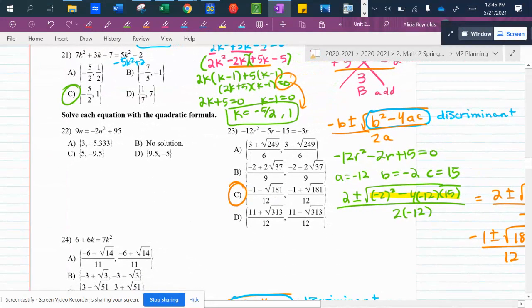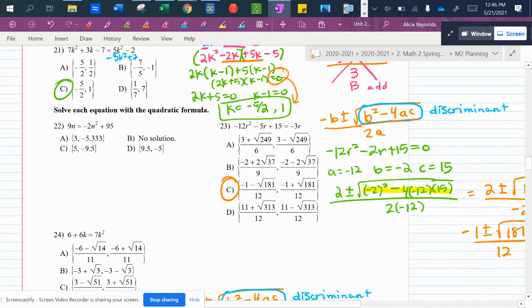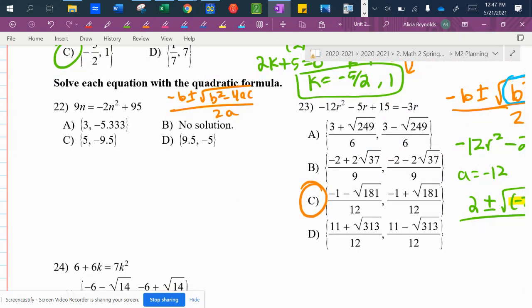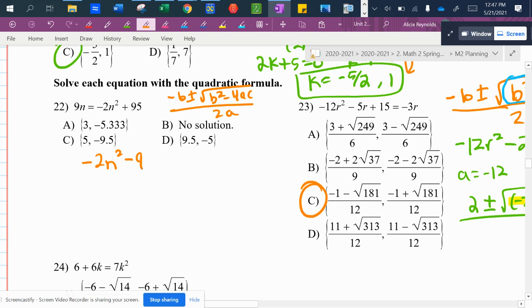So if we're using the quadratic formula, that's going to be opposite of b plus or minus the square root of b squared minus 4ac all over 2a. We're going to have to memorize that. And I need to still have my quadratic equal to 0. The difference between the quadratic formula and factoring is I don't care if a is negative. It does not matter. So I can write this as negative 2n squared minus 9n plus 95.